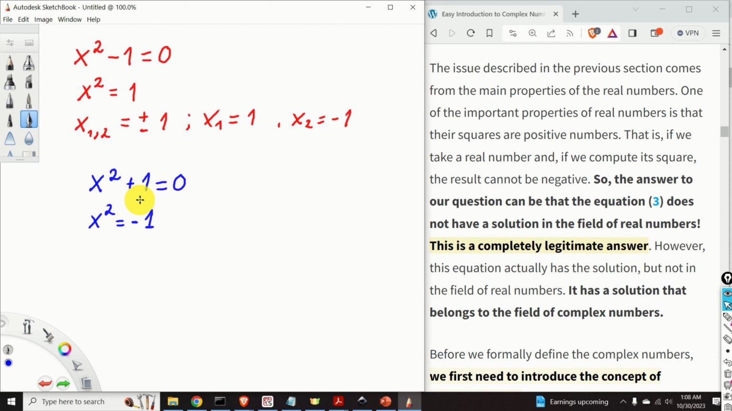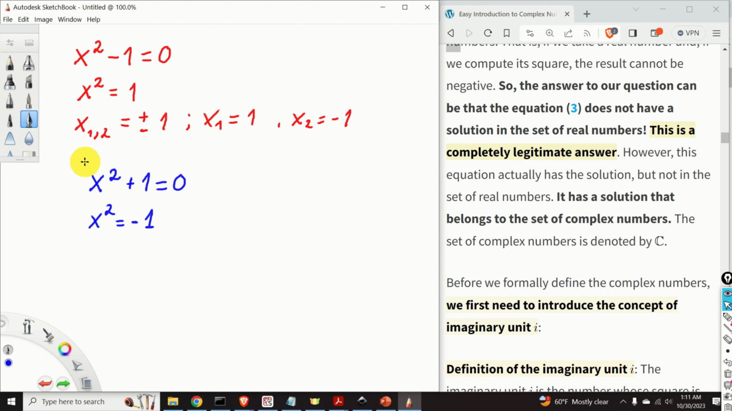When I say a field of numbers, I'm actually referring to a set of numbers. Consequently, we cannot find a solution in the set of real numbers. So we need to search for a solution in another set of numbers. This equation actually has a solution, however, in the set of complex numbers. The set of complex numbers is usually denoted by C, like this.